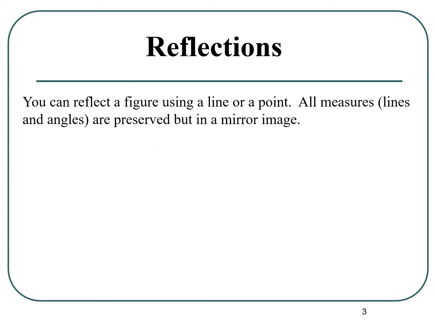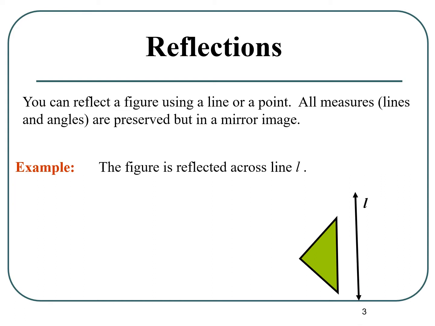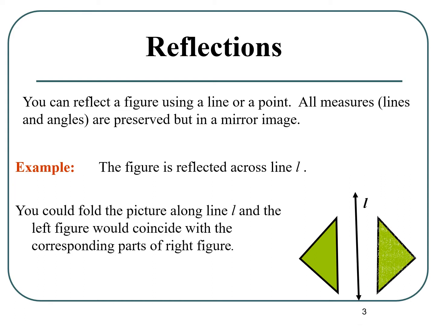You can reflect a figure using a line or a point. All measures, lines, and angles are preserved but in a mirror image. So let us have this example. The figure is reflected across line L. You could fold the picture along line L and the left figure would coincide with the corresponding parts of the right figure.